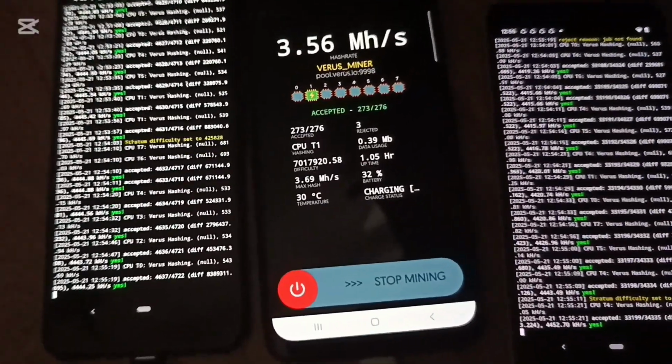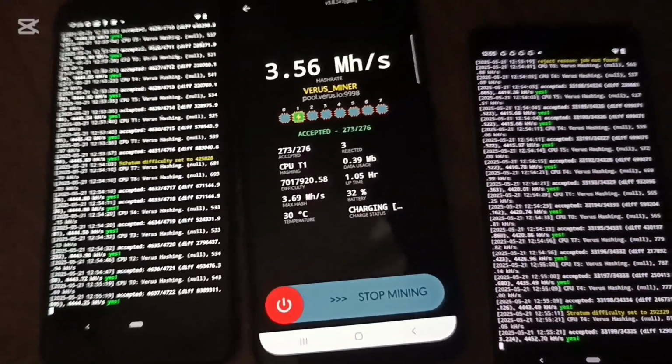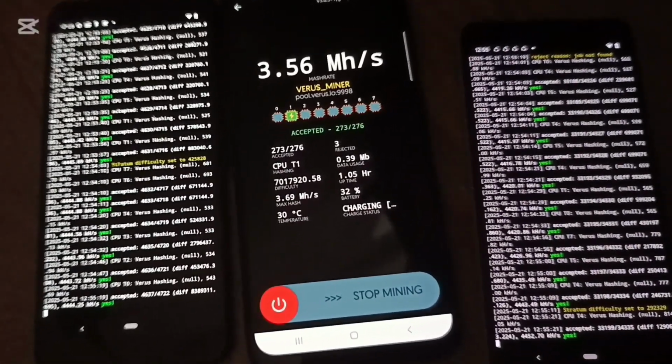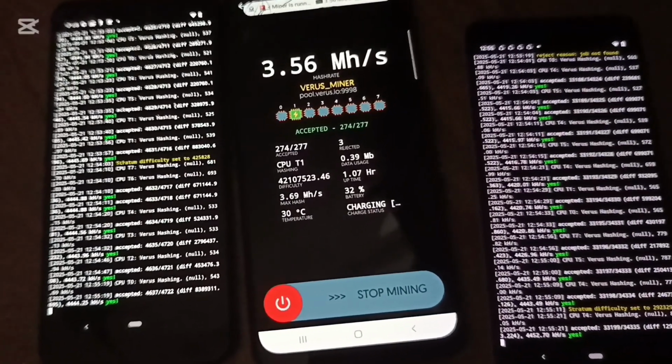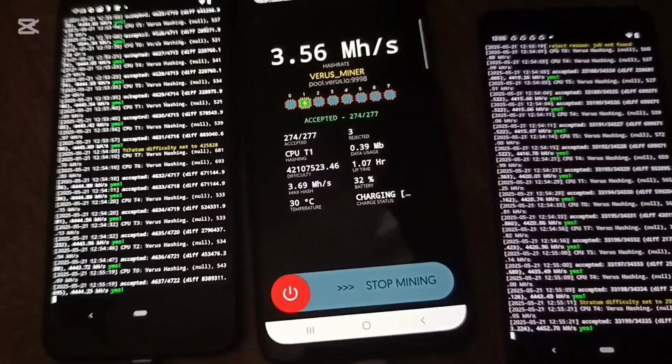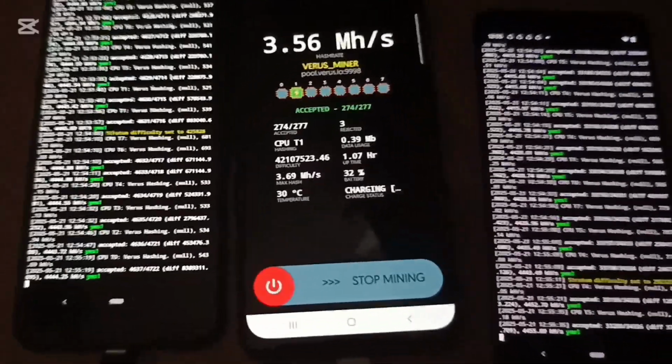Just started with Verus mining, so let's see how it goes. My goal is to reach 100 mega hash before September. So let's see how it goes.